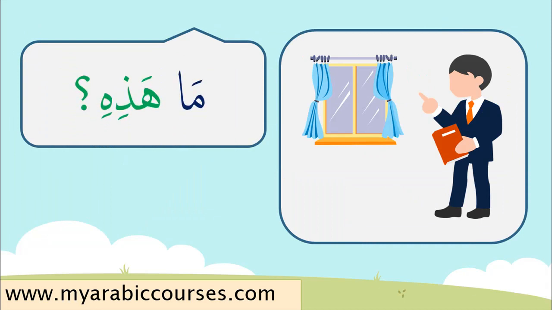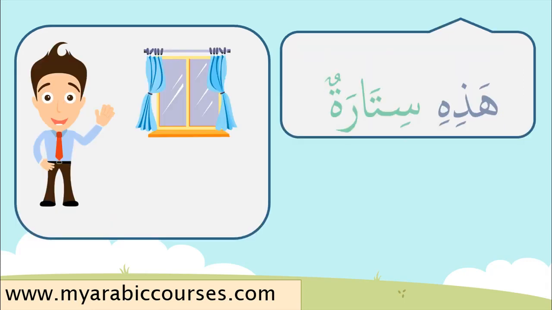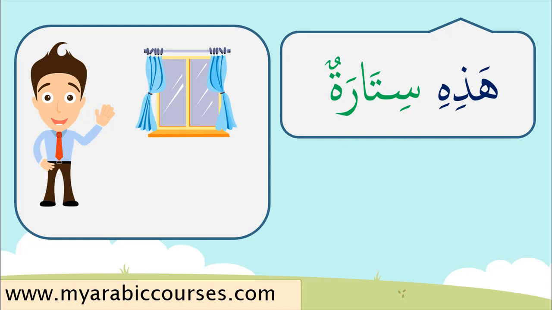ما هذه؟ What is this? هذه ستارة. This is a curtain. ستارة also ends with a closed ta. That is why we use هذه instead of هذا. هذه ستارة. This is a curtain.